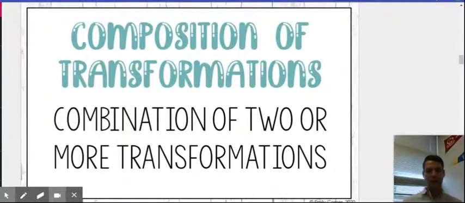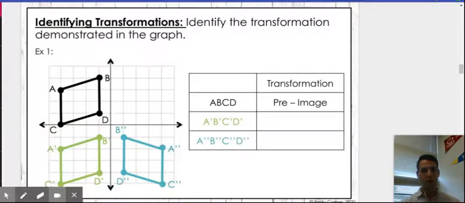We'll be combining two or more transformations in all of these compositions of transformations, one transformation within another, possibly within another after that as well. So to start with, we'll be looking at some different transformations and trying to determine how these transformations ended up where they ended up.